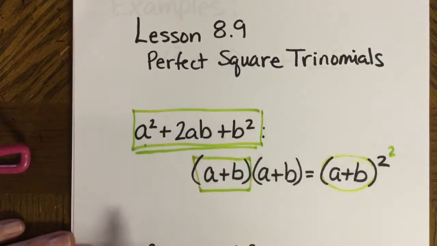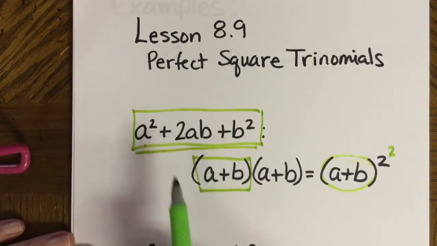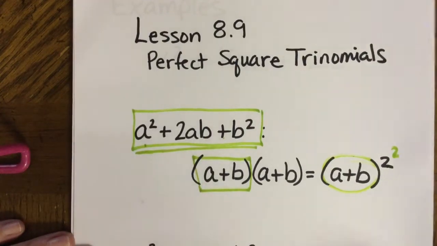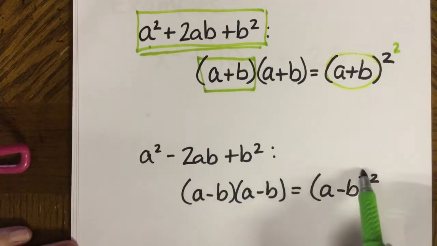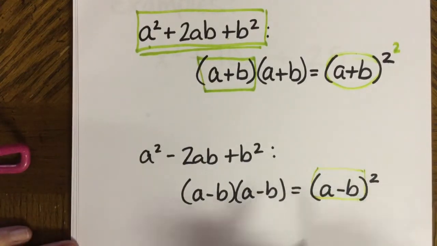So today we're going to factor these. We're going to factor perfect square trinomials. Some of them will have a sum joining them. Some of them will look like this, a squared minus 2ab plus b squared, which lets me know that the binomial was actually a subtraction, joined by subtraction.